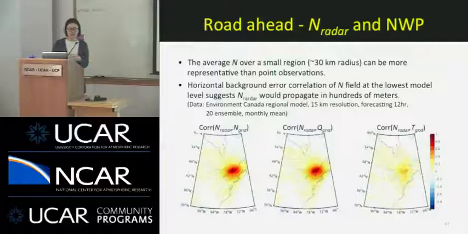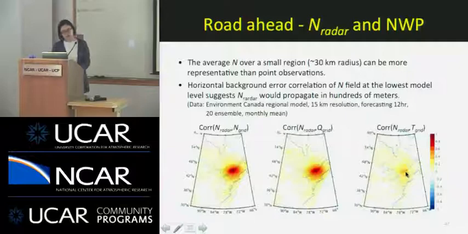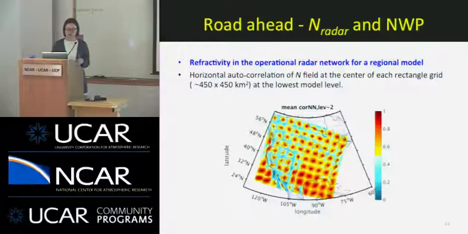And this is the cross correlation between the refractivity and the specific humidity. It shows a very similar pattern to the refractivity here. And this is the cross correlation between the radar refractivity and the temperature. But in this part, you won't see a good correlation like that. So considering all the radar network, we will see different contributions from refractivity to the regional model. So it gives us a brief idea of whether that works or not. But there is more work that needs to be done to verify all the impacts.